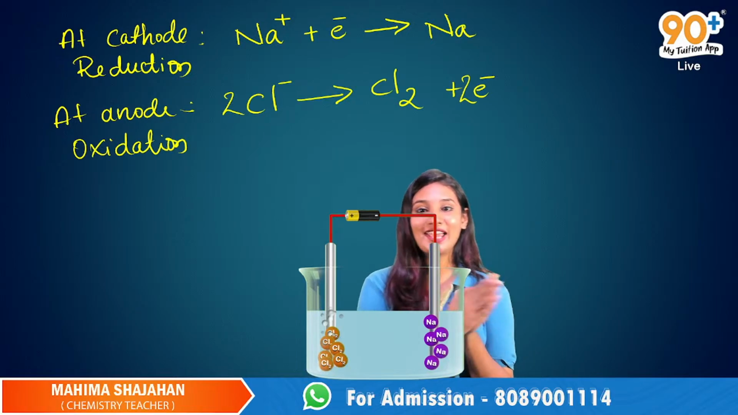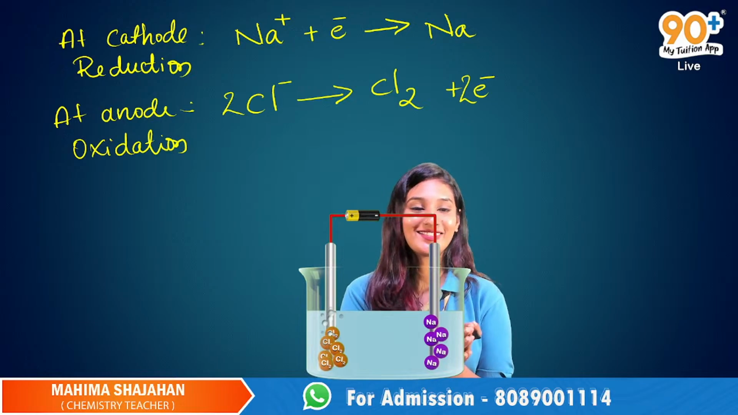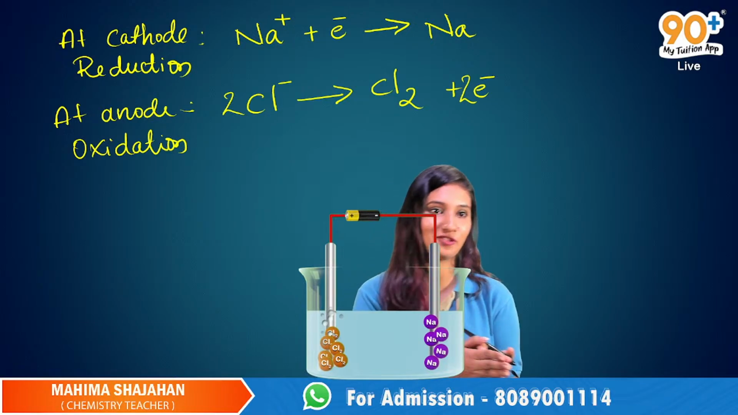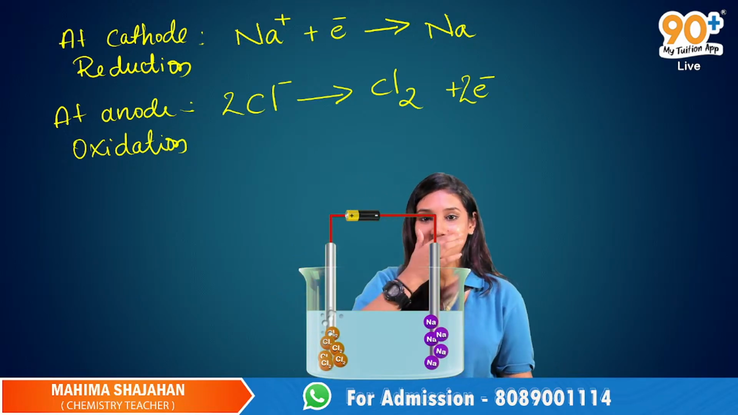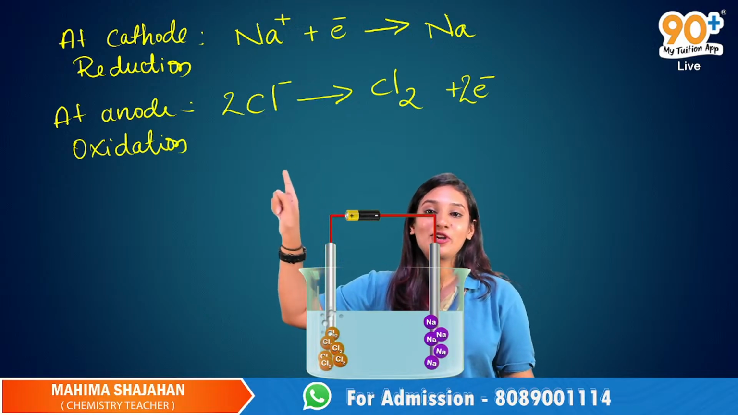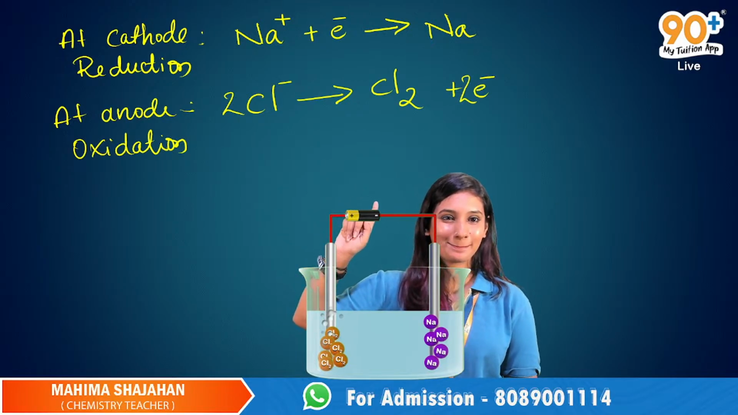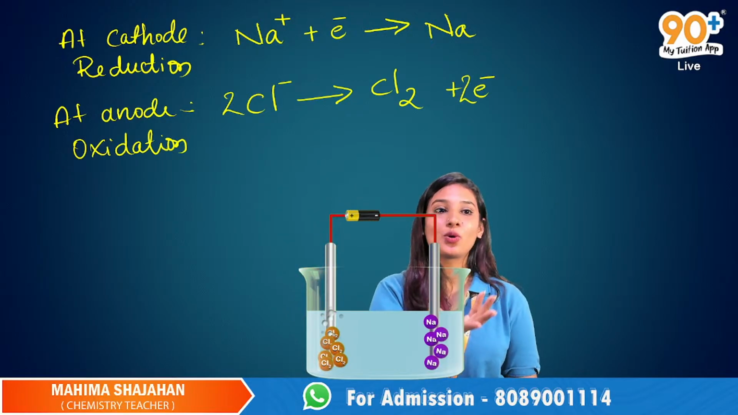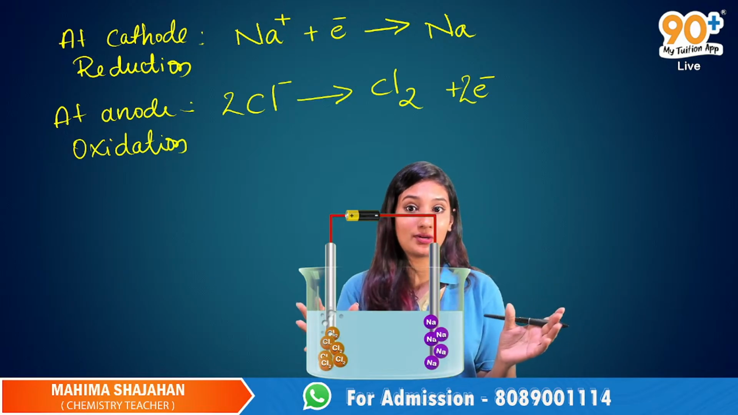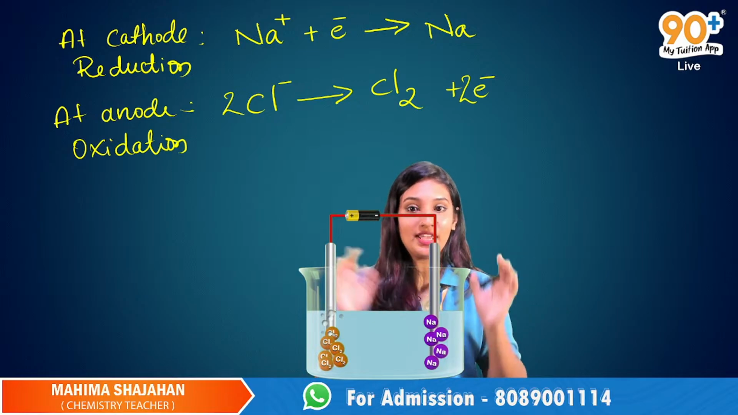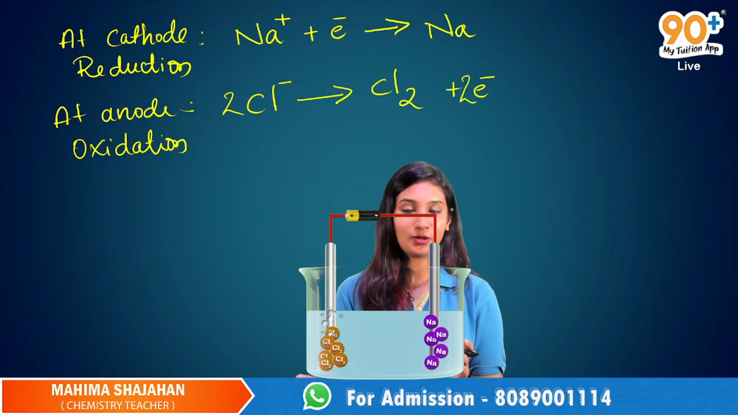Chloralkali process is brine solution electrolysis, that is different. In the chloralkali process, sodium hydroxide is formed from brine solution, that is NaCl mixed with water. Here it is molten NaCl. That is the difference.